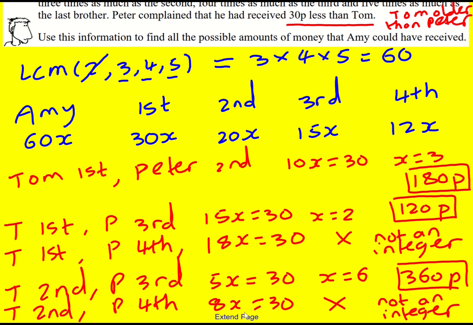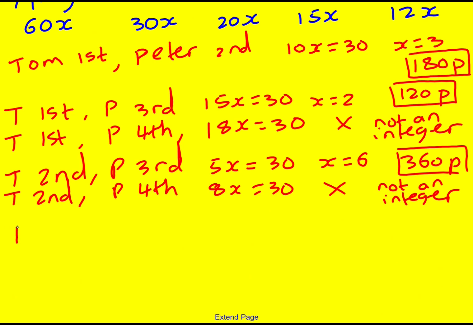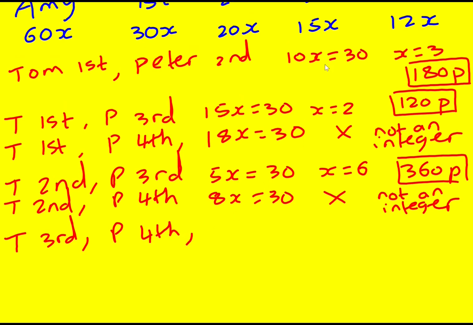Okay, we've only got one more possibility, and that is Tom being the third brother and Peter being the fourth brother. So then the difference is 3x. And this checks out. We get x equals 10, which in this case gives 600 pence.